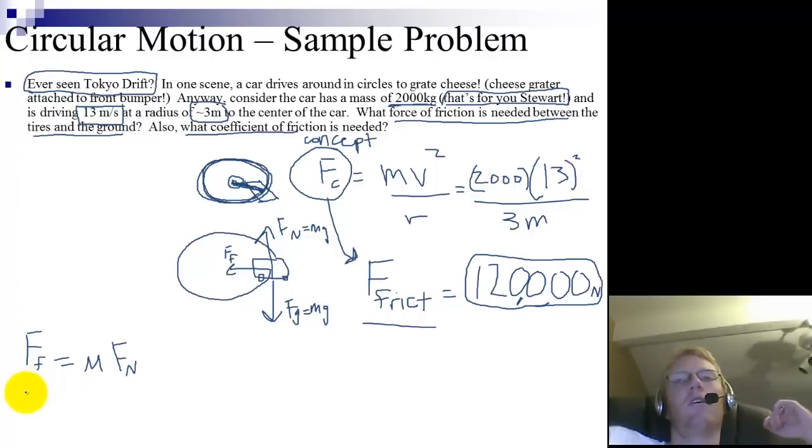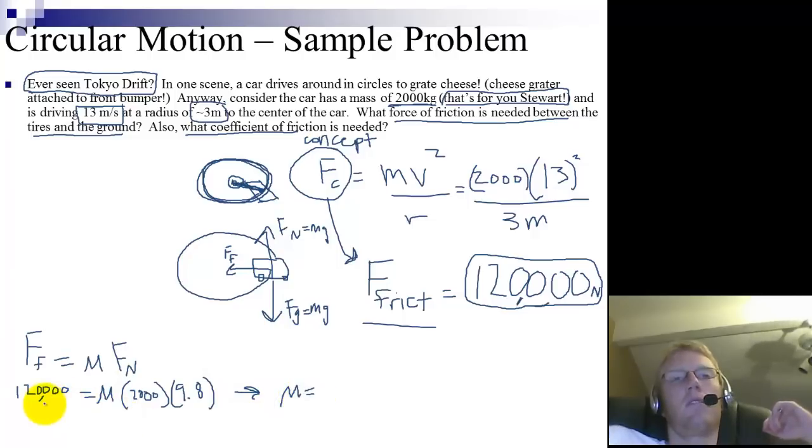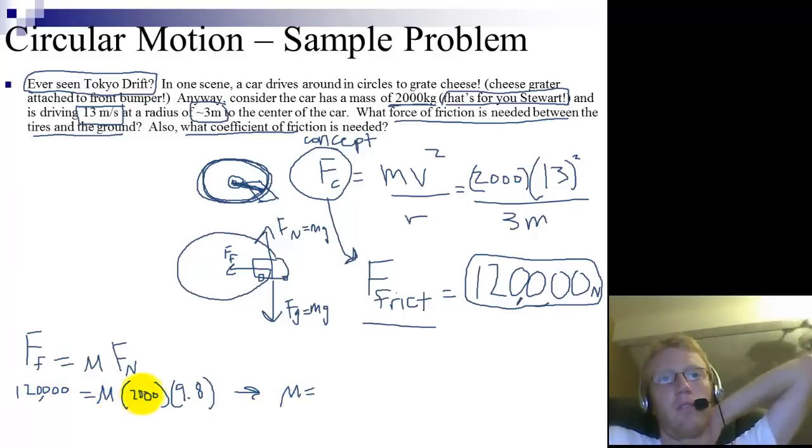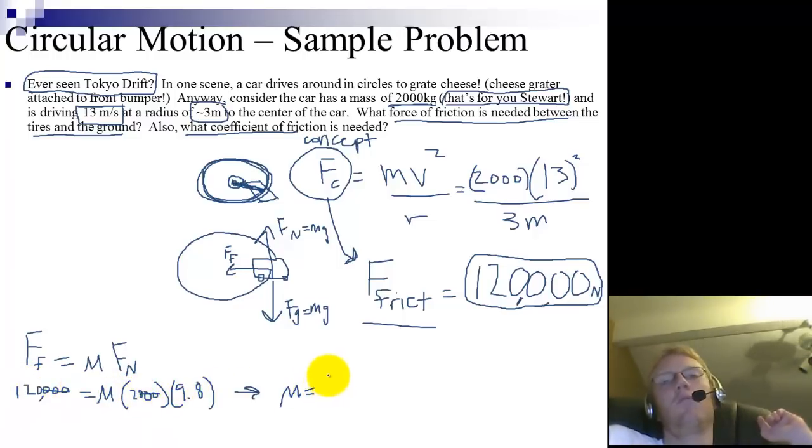So force of friction, we just figured out was 1,200. No, sorry, 120,000 right there. And we've got to put in our mu. The mass is 2,000 kilos, and normal force is mg in this case because it's on flat ground, so 9.8. So let's solve for mu. We can do 120,000 divided by 2,000. Cross out 3 zeros. Cross out 3 zeros. 120 divided by 2 is 60. 60 divided by 10 is 6. So mu is roughly 6.